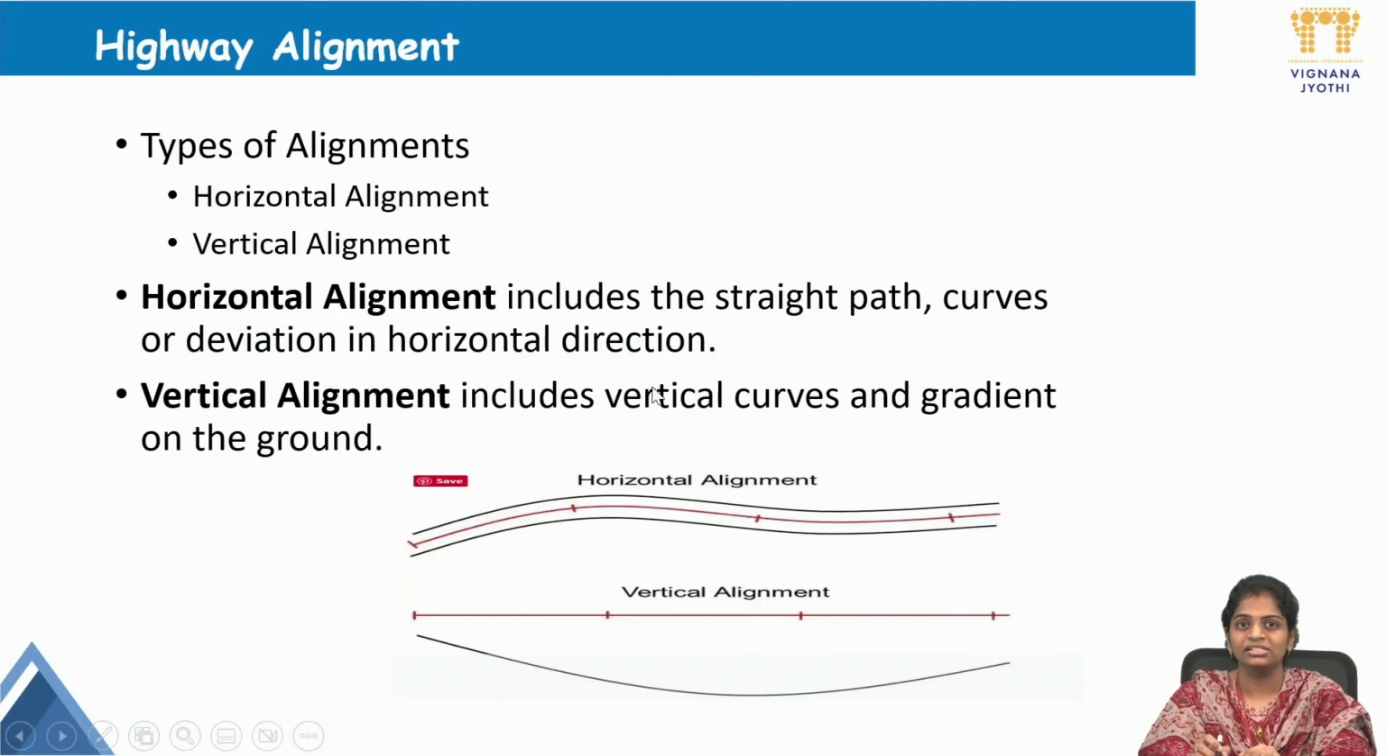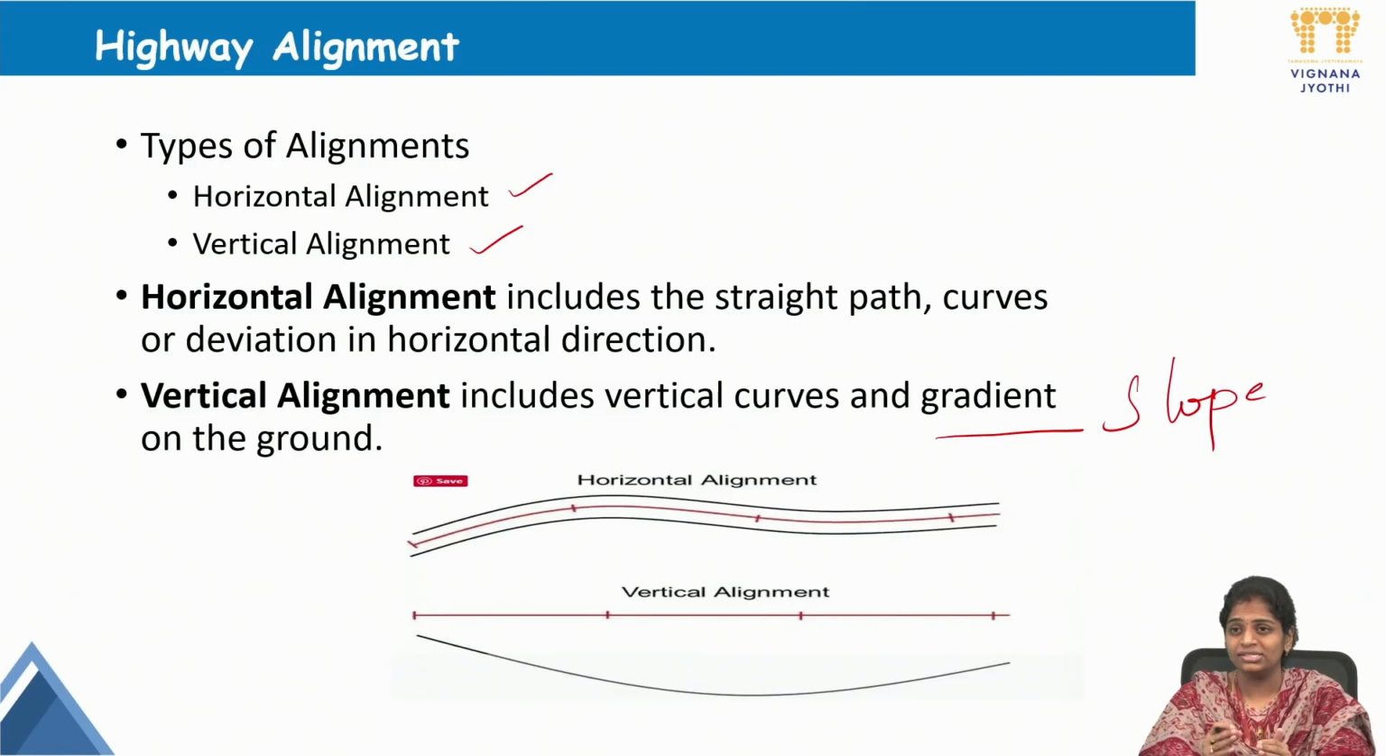Next, there are two types of highway alignments. One is horizontal alignment, the other one is vertical alignment. Horizontal alignment is nothing but the change of direction of travel. When we are traveling in a horizontal direction, the change or deviation of the travel is known as horizontal alignment. The other one is vertical alignment. It includes vertical curves and gradient on the ground. Gradient is nothing but the slope. In transportation language, it is called gradient.